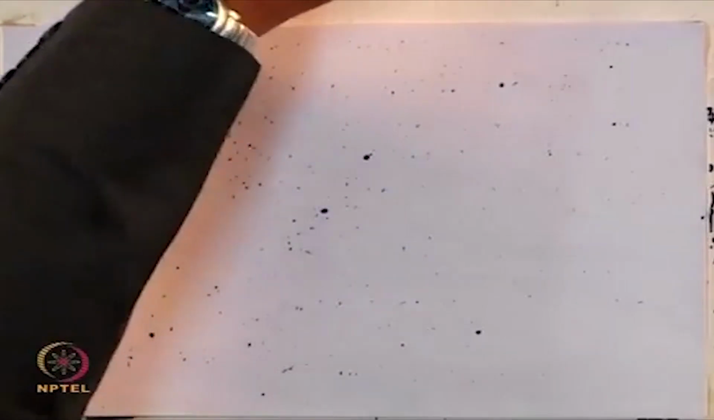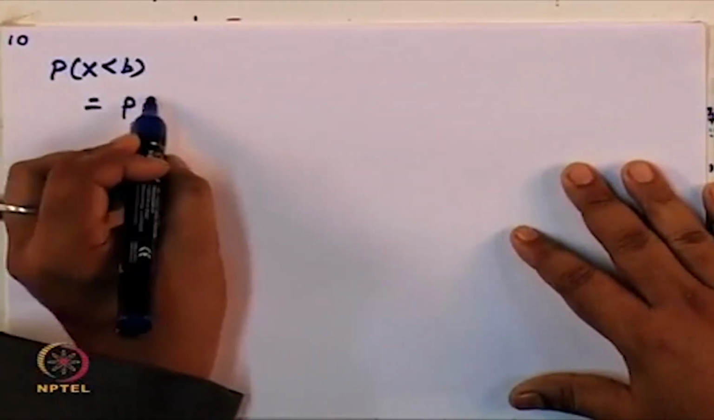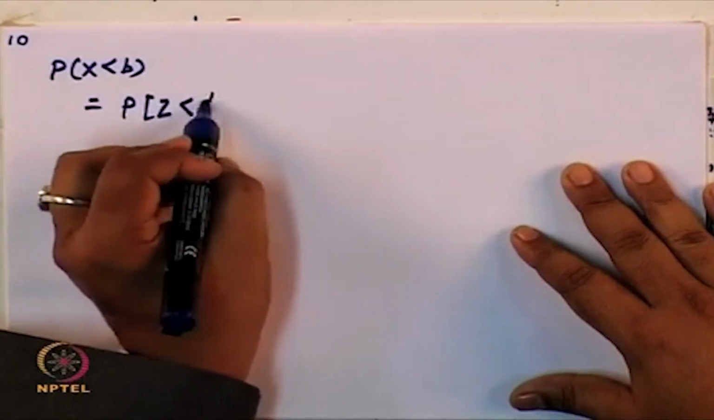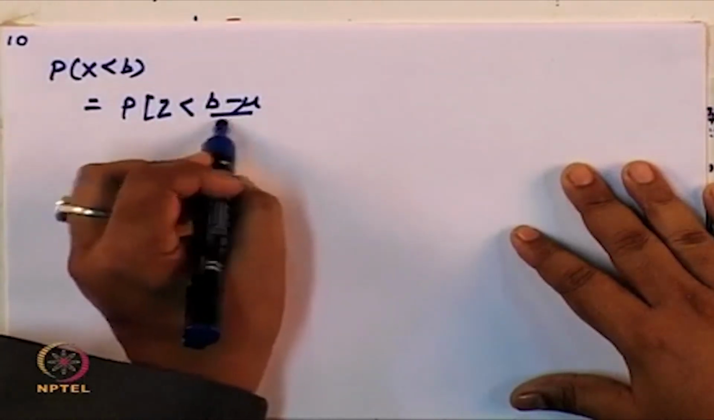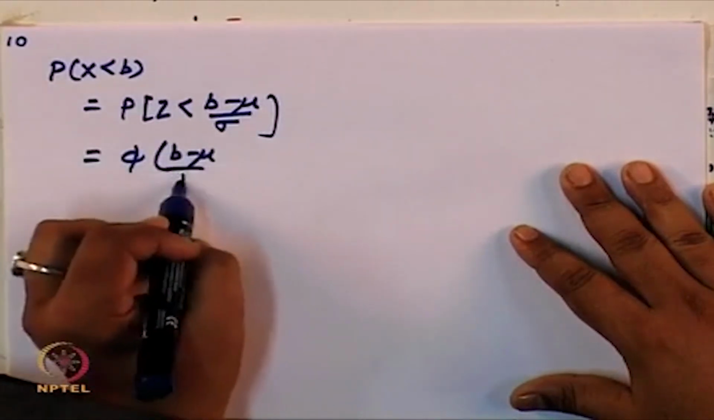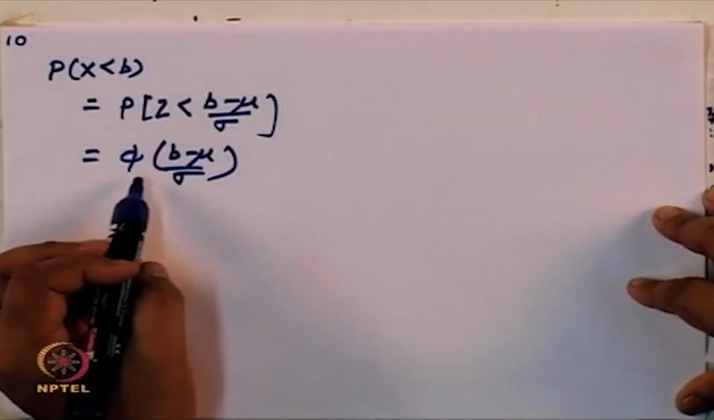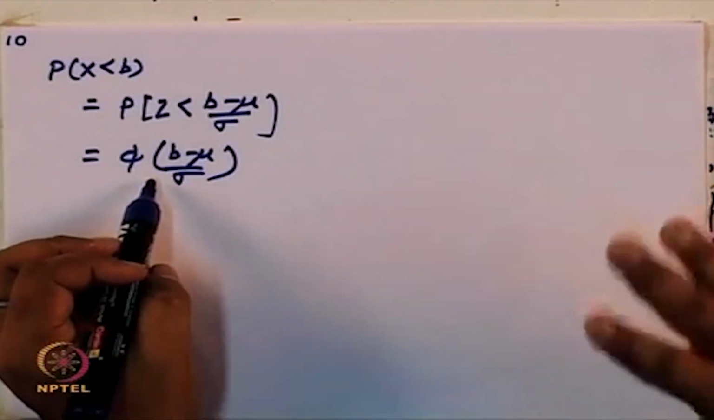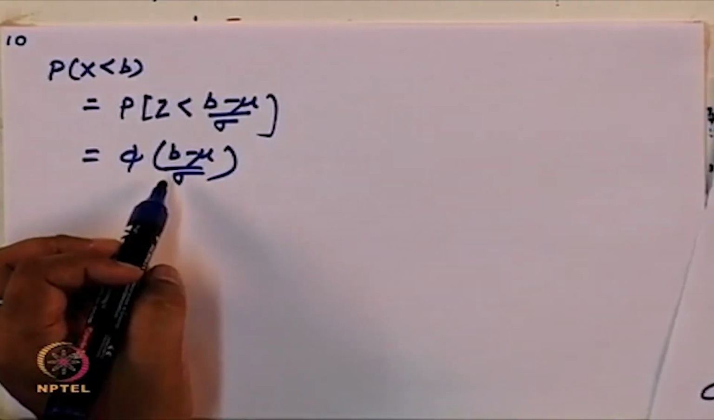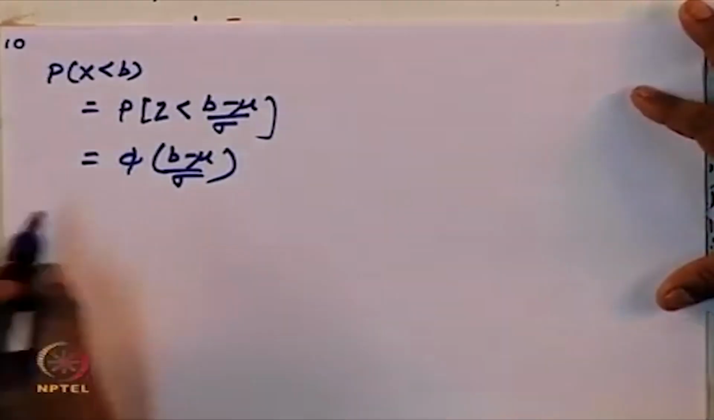So, we can write down for the normal distribution: the probability of x less than b is nothing but the probability of z less than (b minus mu) by sigma, which is equal to phi of (b minus mu) by sigma. So, this is the value. These values of phi have all been computed, and you can find them from existing tables in any statistics book.